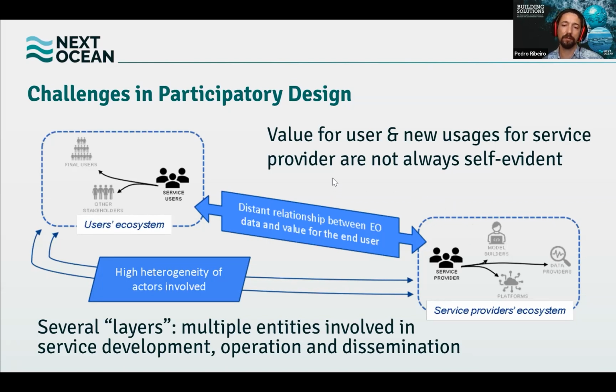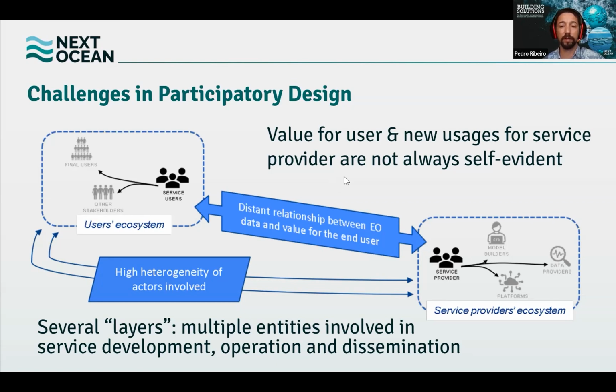One of the reasons is because the value of these new solutions is not really clear for the users. On the other hand, the potential users of these new solutions are not always self-evident for the providers. So this becomes quite challenging. In a way, you can have a market pull where you have the users driving the development of the solution, but this kind of fosters more specialization, so solutions that are very useful for local challenges, but maybe not so easy to scale.